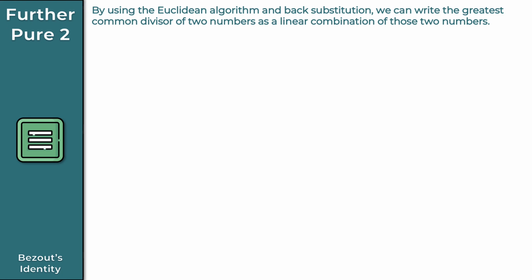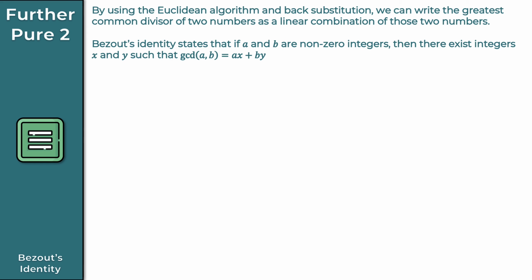In this video here, we're going to take a look at Bezout's identity. Now, by using the Euclidean algorithm and back substitution, we can write the greatest common divisor of two numbers as a linear combination of those two numbers. And Bezout's identity states that if a and b are non-zero integers, then there exist integers x and y such that the greatest common divisor, the GCD, of a and b is equal to ax plus by.